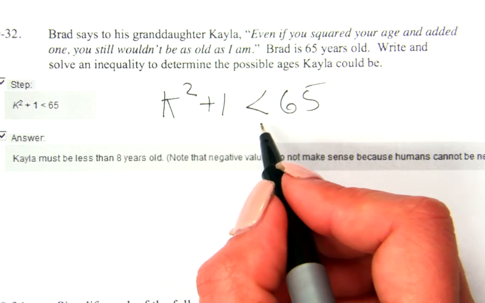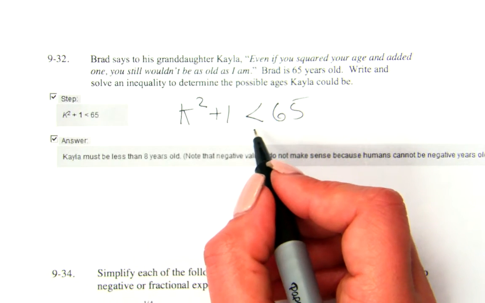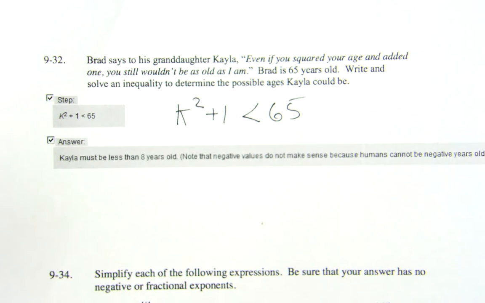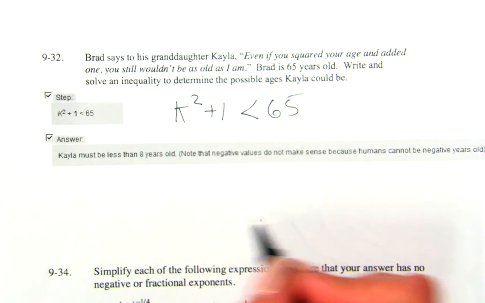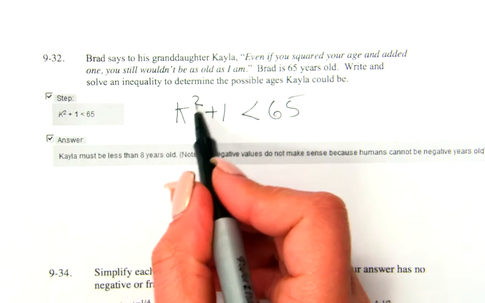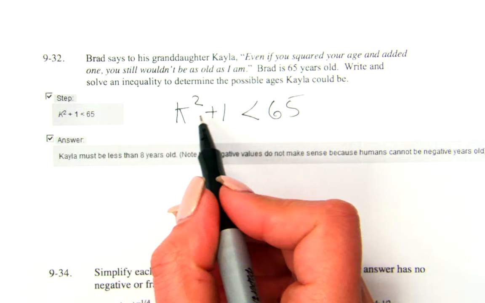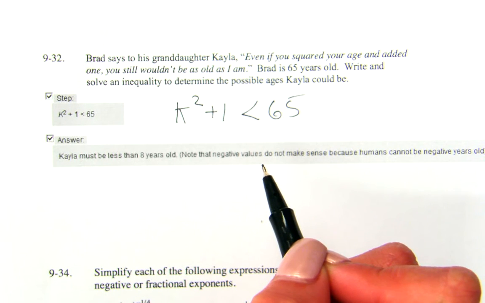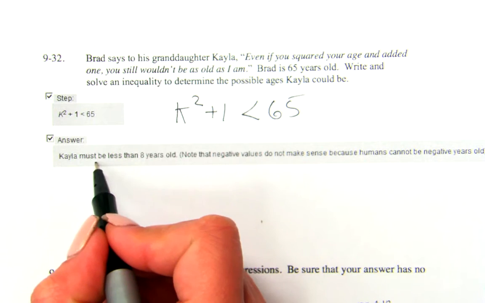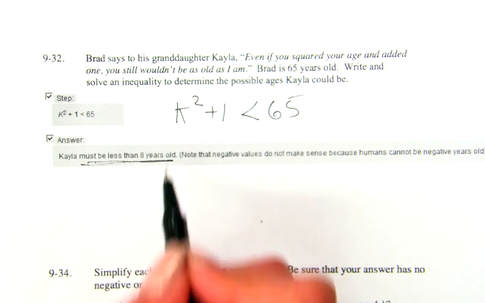If you don't know how to solve this, please look at the first video in this chapter, because I went through how to solve an inequality. You eventually find out that 8 is the answer, because 8 squared is 64 plus 1... Oh, it has to be less than 8 years old. Okay, that makes more sense.